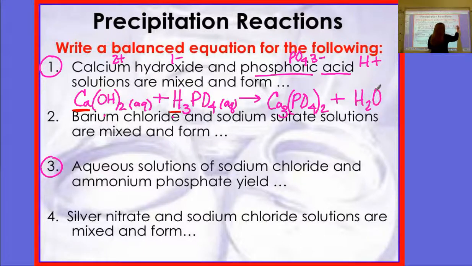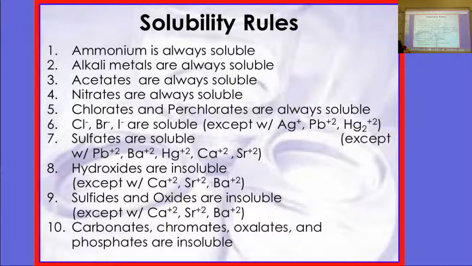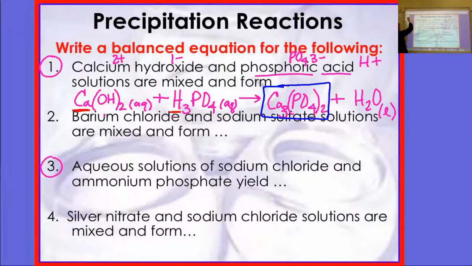HOH is water. We know water to be a liquid, so for this one, the only one we have to look up on that chart is calcium phosphate. Going back to the chart, phosphates. Carbonates, chromates, oxalates, and phosphates are insoluble. That means it will form a solid. So calcium phosphate is going to be a solid.